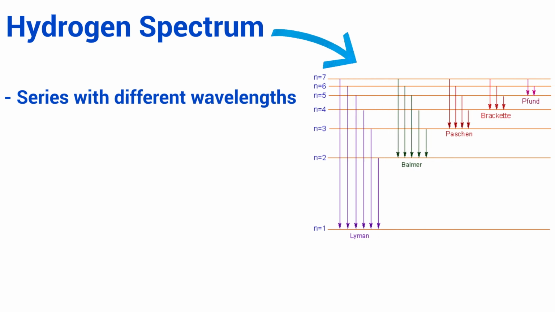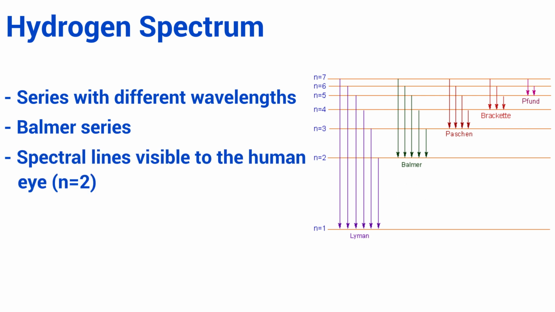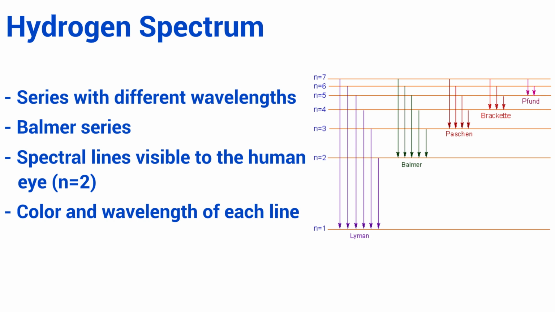Let's talk about hydrogen's spectrum. Hydrogen's spectrum is divided into a few series, each representing a different range of wavelengths. The most famous one is the Balmer series. The Balmer series includes the spectral lines visible to the human eye. Each line in the Balmer series corresponds to an electron in the hydrogen atom dropping to the second energy level. The amount of energy released determines the color and wavelength of each line.